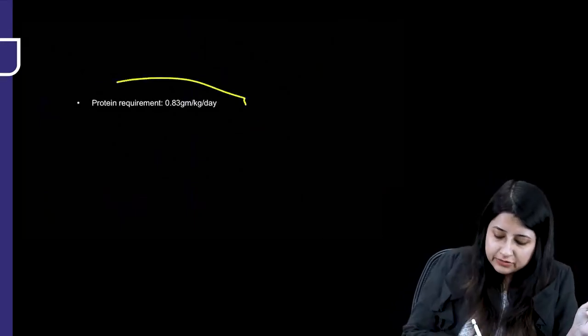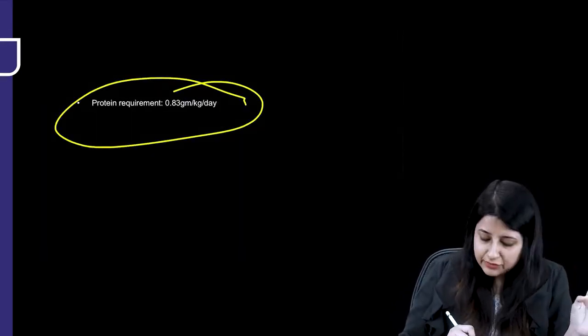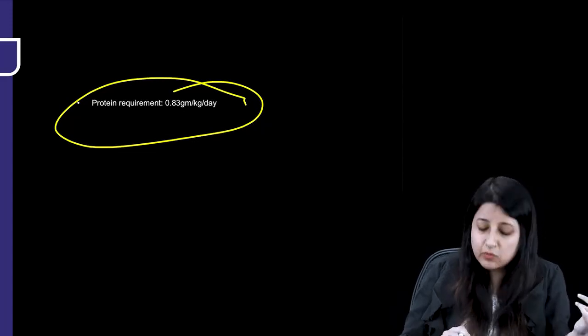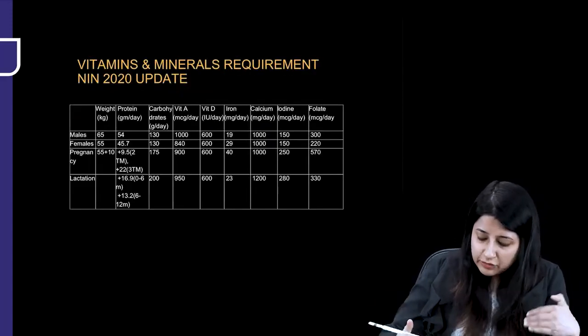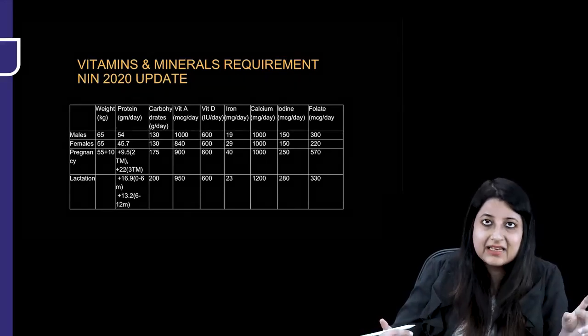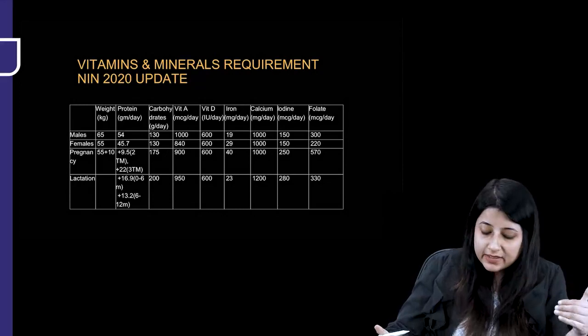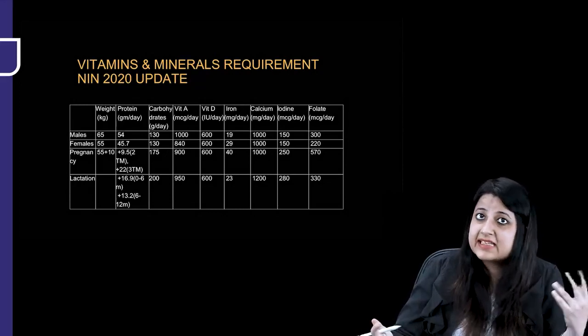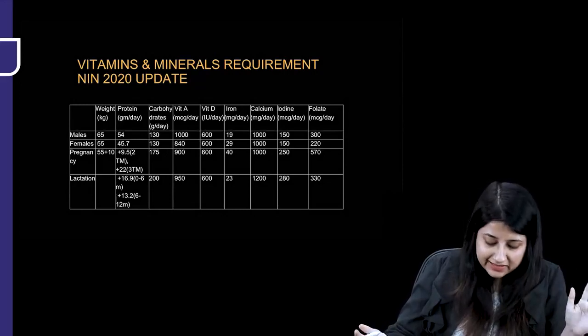All right. What about the protein requirement per day? 0.83 gram per kg per day. This was earlier 1 gram per kg per day. Okay, now this is only for your revision, vitamins and minerals requirement. Like I've told you in the main lecture also, you could be asked which requirements are increased in pregnancy and lactation. But here we'll just quickly look at this chart.